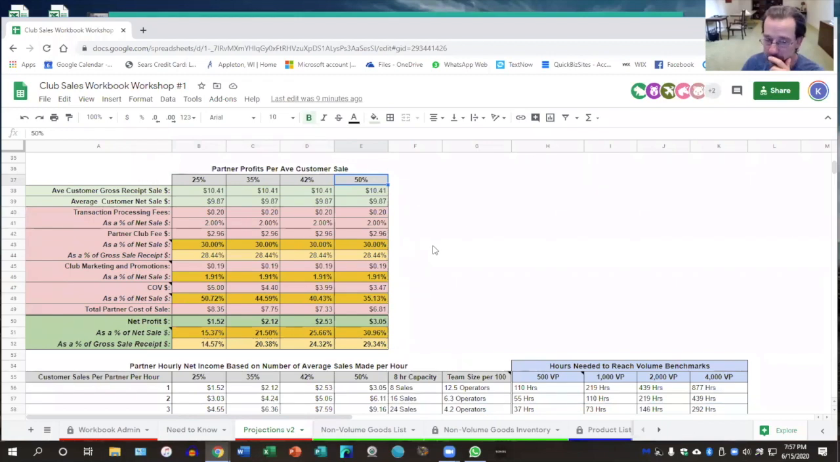So what does that mean for you? If this is you, every time you make a sale of $10.41, you will be taking home, after all of your expenses and costs, including replenishing that inventory, $3.05 out of an average sale. Okay? Now, how much out of $100 sold will you take home? Well, you'll take home $30.50. This is important for you to know.